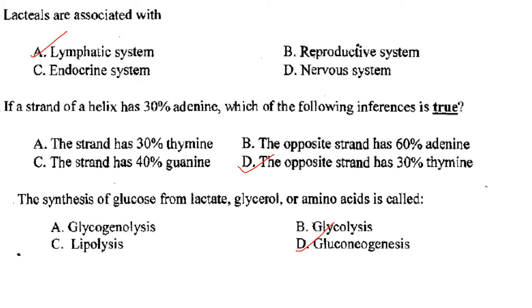Then next one. The synthesis of glucose from lactate, glycerol or amino acids is called gluconeogenesis. Answer is option D.